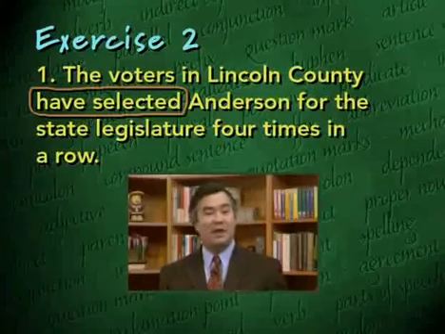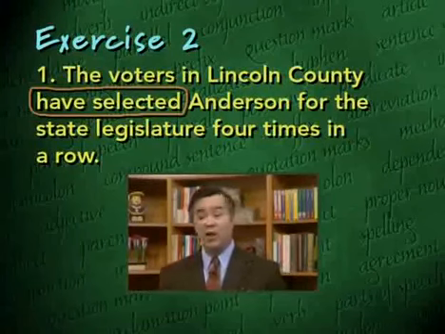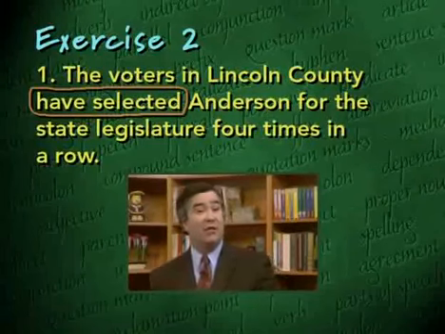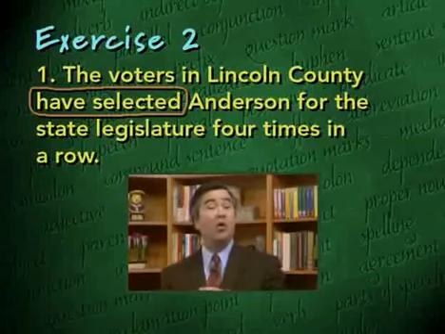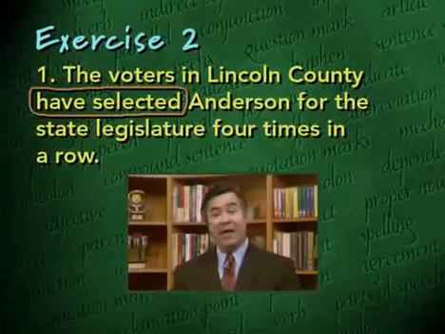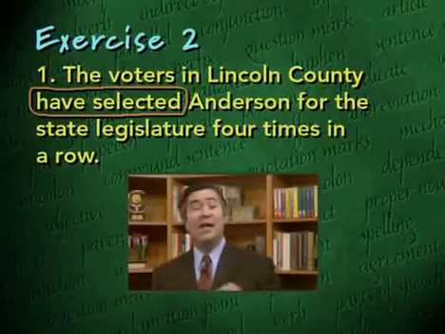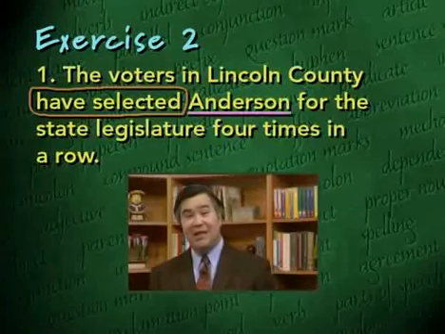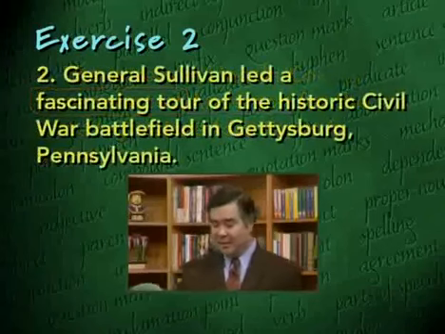What is the subject of the verb have selected? That is, who or what is doing the selecting? The answer is the voters. The voters are the one who have selected. Now, is there any word that receives the action of the verb have selected? That is, is there any word that answers the question what or whom after the verb have selected? Well, the answer is the voters have selected Anderson. Anderson receives the action of the verb have selected, and therefore Anderson is the direct object of the verb in this sentence.